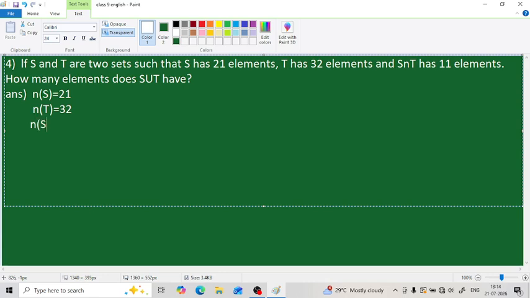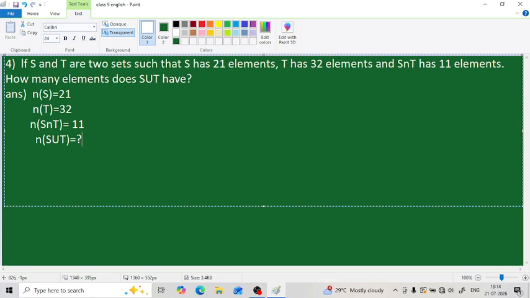We solved the intersection part. But from this question onwards, the value of the intersection is given. So N of S intersection T equals 11, and we have to find how many elements N of S union T has. That is not given in this question.